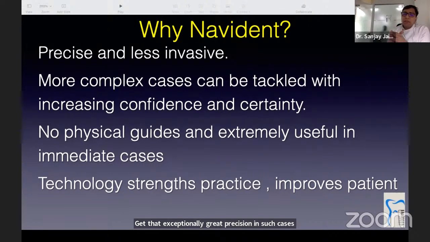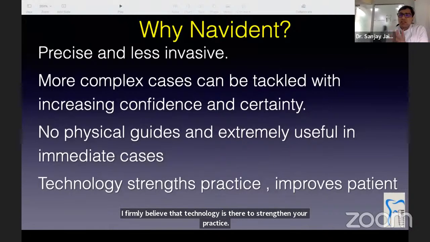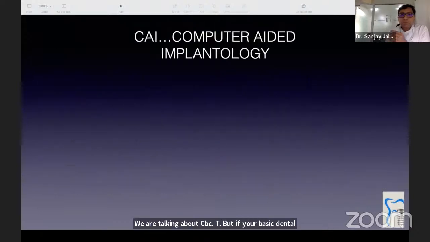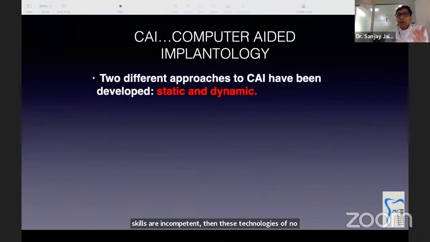And I firmly believe that technology is there to strengthen your practice, but your basic dental skill as a dental surgeon is the key to it. So my friends, all of you listening to this webinar, understand we are talking about digital dentistry, we are talking about navigation, we are talking about CBCT, but if your basic dental skills are incompetent, then these technologies are of no help to you. Computer-aided implantology has two different approaches.